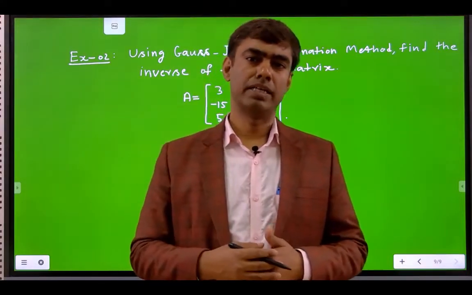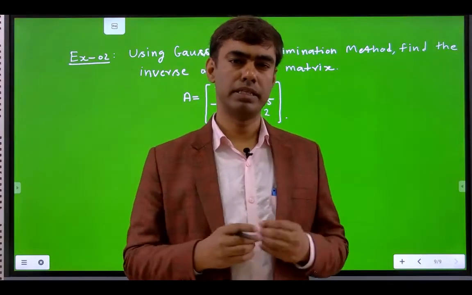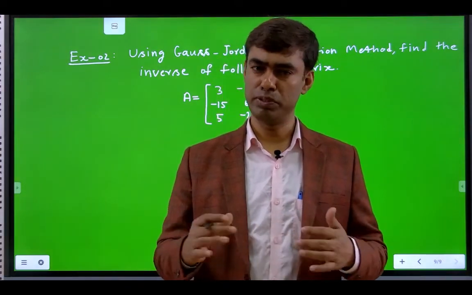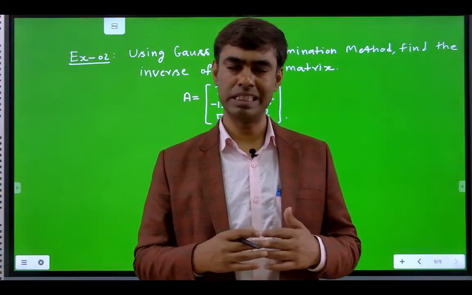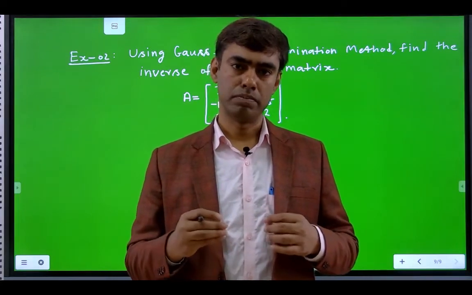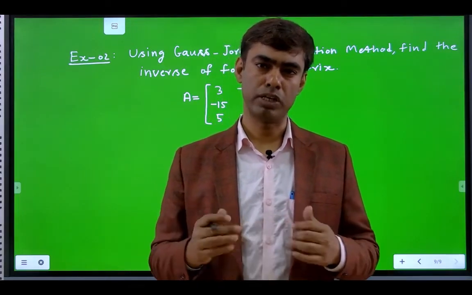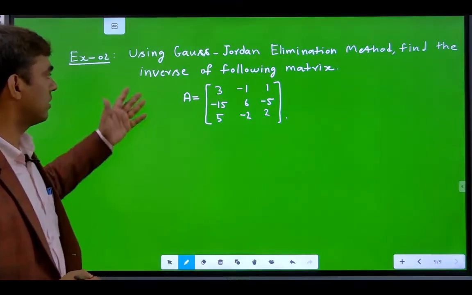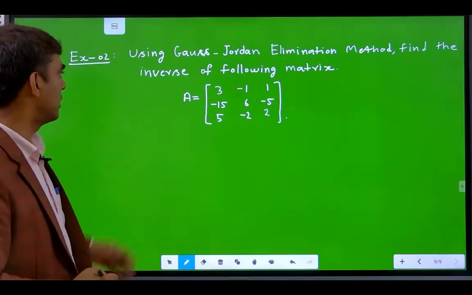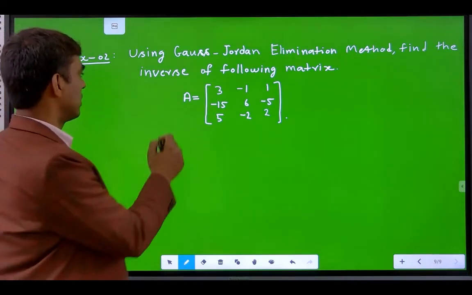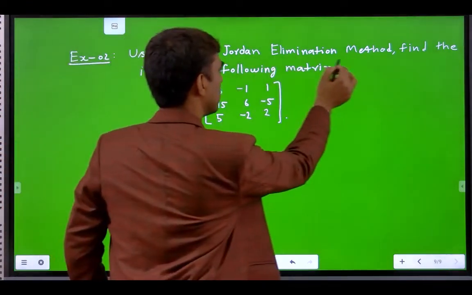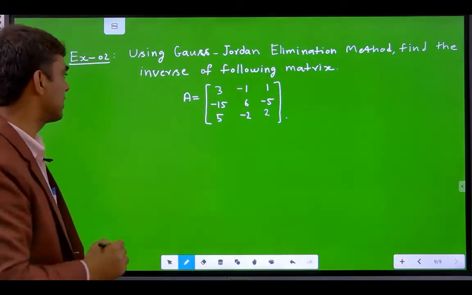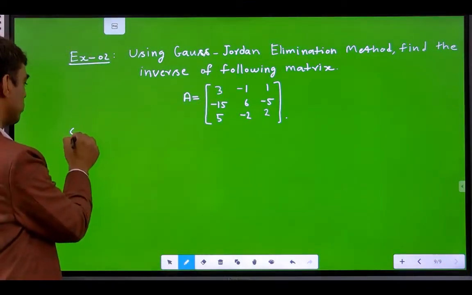We solve another numerical example of how we find A inverse with the help of the Gauss-Jordan method. As we know, in the Gauss-Jordan method, we convert the matrix A into a diagonal matrix. To save time, we have already written the problem. The problem is: using the Gauss-Jordan elimination method, find the inverse of the following matrix. This matrix is given. So how do we find the solution?